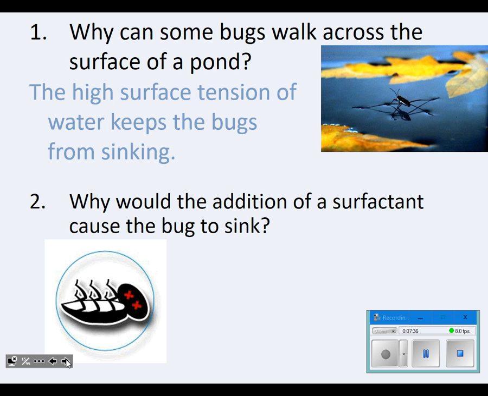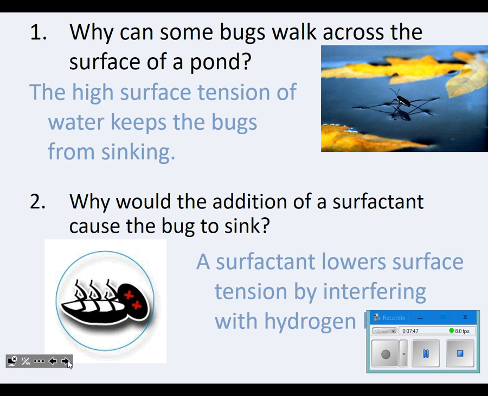So why can some bugs walk across the surface of a pond? And that's because of the high surface tension of water. And so why would the addition of a surfactant cause it to sink? That's because surfactants lower the surface tension by interfering with hydrogen bonding.